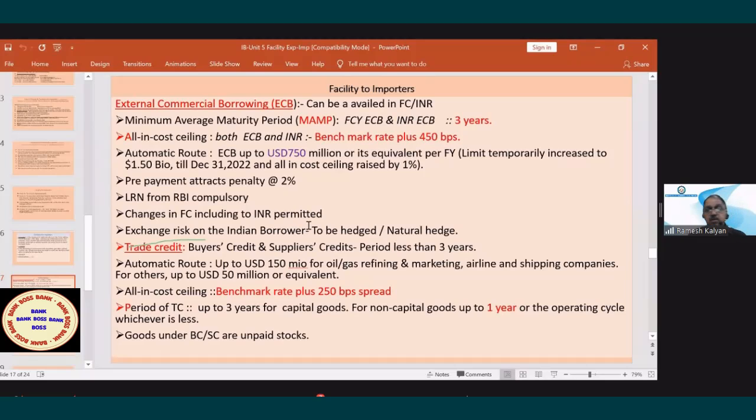Exchange risk on the Indian borrower. Whenever you are having a foreign currency loan, you have got a responsibility to pay it back. So RBI says, put a stipulation: whenever you are borrowing in foreign currency, you have to hedge it. How can you hedge a foreign currency loan? Can you tell me? You should be able to answer it.